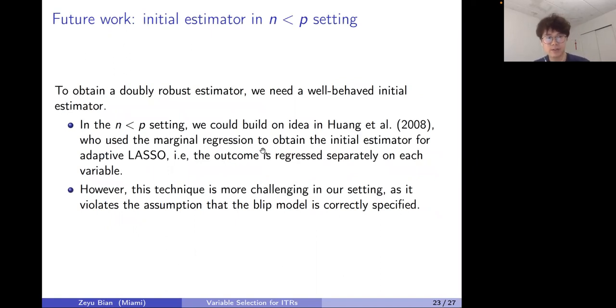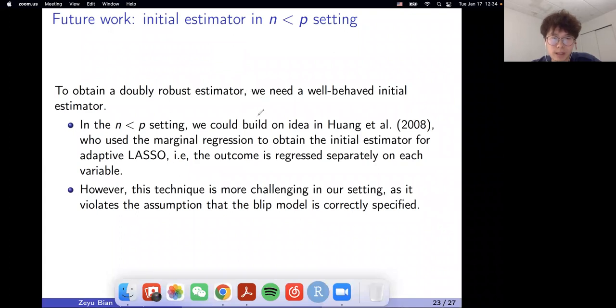And finally, some future work and some directions. The first one is how to choose the initial estimator in a high dimensional setting. To obtain a doubly robust estimator, we need a well-behaved initial estimator. In a high dimensional setting, we could build on the idea in Huang, this paper, who used the marginal regression to obtain the initial estimator for adaptive lasso.